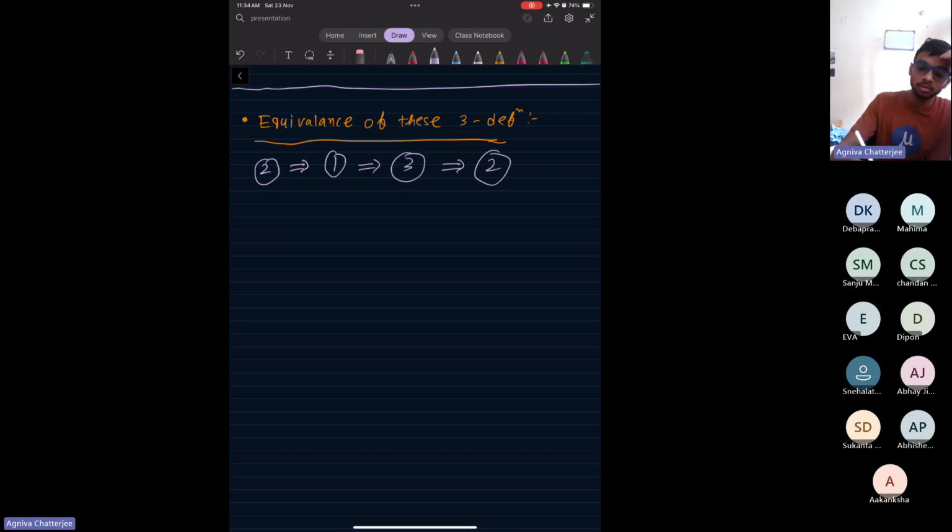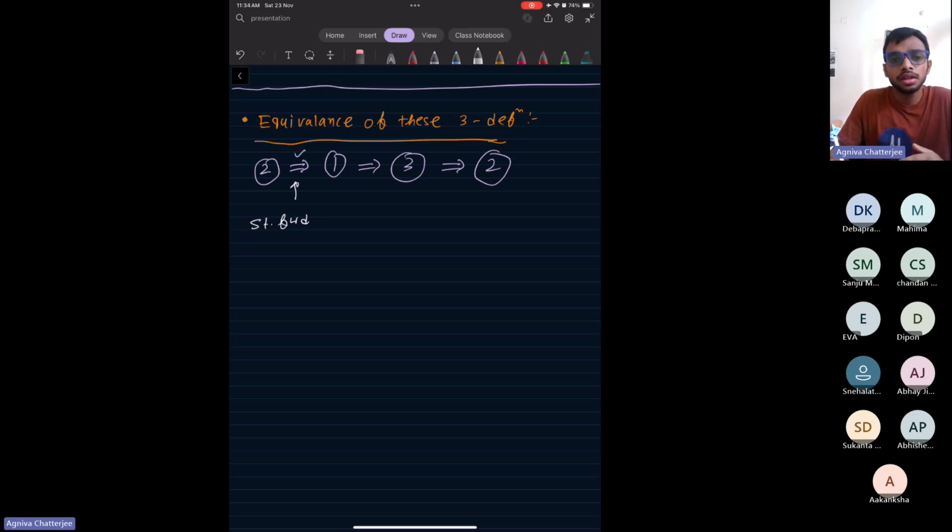Now 2 implies 1 is straightforward. Why? Because 2 is the analytic definition. If you have a power series, a C analytic function, that is differentiable. It's the same proof as the real variable case. If you have a C analytic function, it's smooth. In fact, smooth, not only one-time differentiable. So that's a straightforward proof.